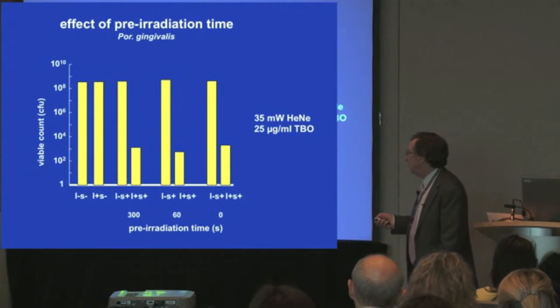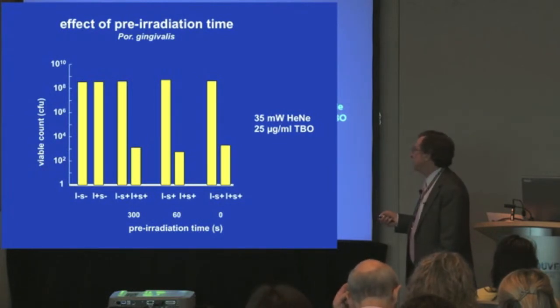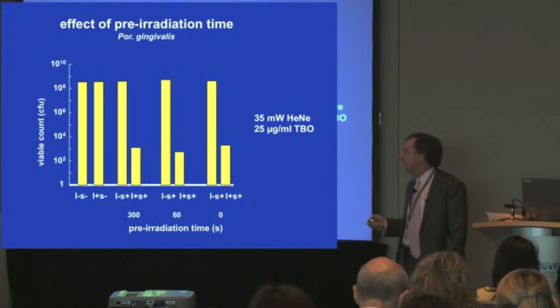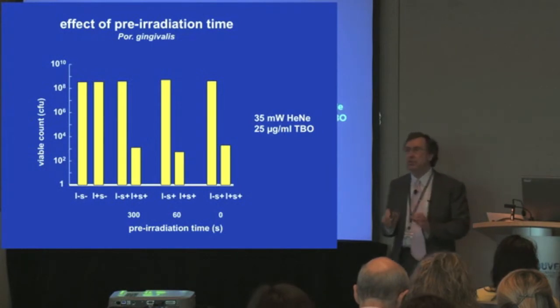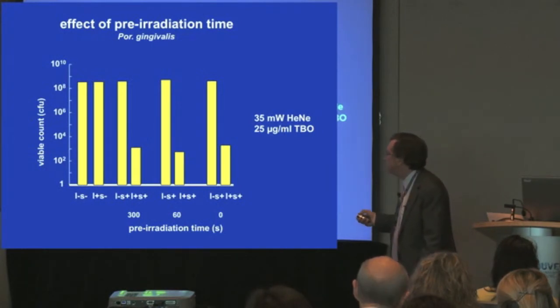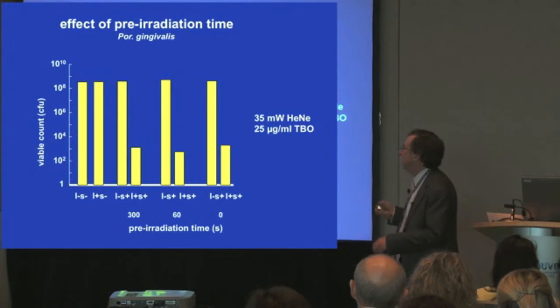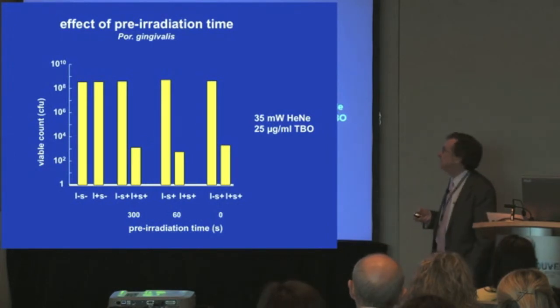So here we treated the organisms with the toluidine blue for 300 seconds, 60 seconds, or 0 seconds before actually irradiating. And you can see that basically this is an instantaneous photosensitizing effect. So there's no need to incubate for long periods of time before lighting up. It's basically an instantaneous effect.